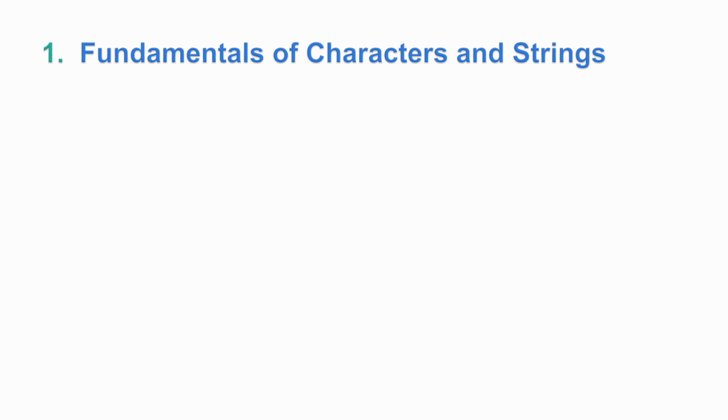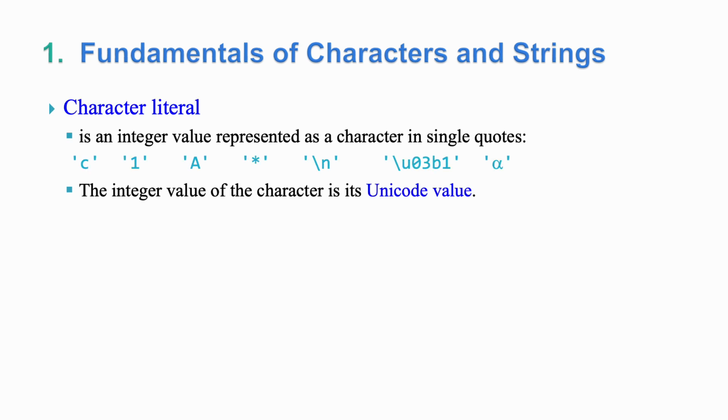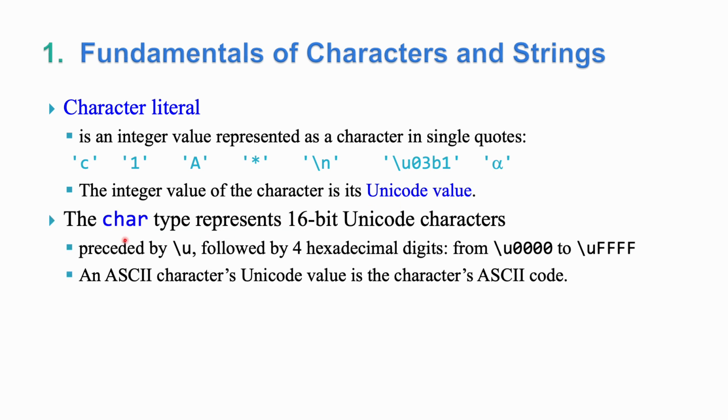Let's get started with fundamentals of characters and strings. A character literal is an integer value represented as a character written in a pair of single quotes like this. Note that the integer value of the character is its Unicode value, which has 2 bytes. The char type, which is a primitive type, represents a 16-bit Unicode character.